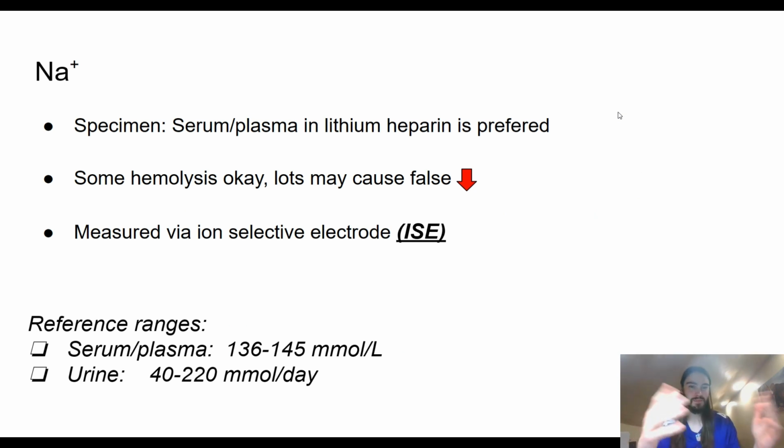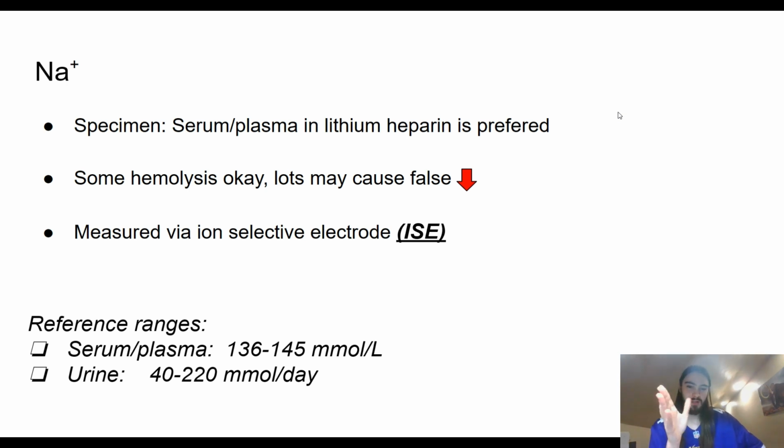So specimen type: serum or plasma in lithium heparin. Some hemolysis is okay, but a lot of it may cause a false decrease in sodium due to a dilutional effect, when all those cells that have inside of them a lower sodium concentration are being lysed. It can dilute the serum or plasma that's being measured. And sodium is measured via ion selective electrode.